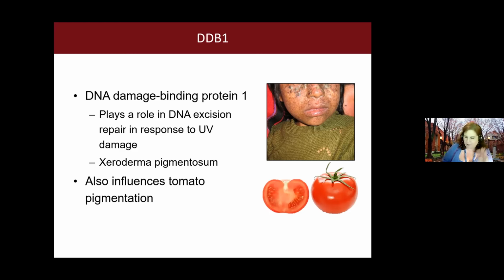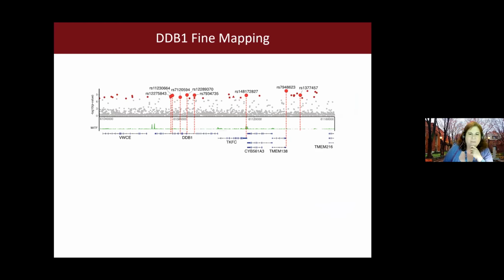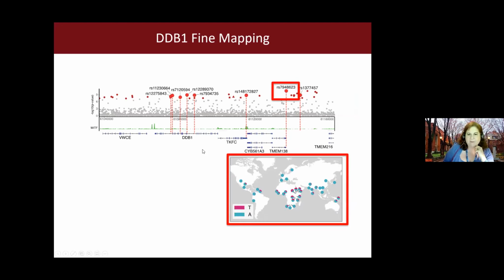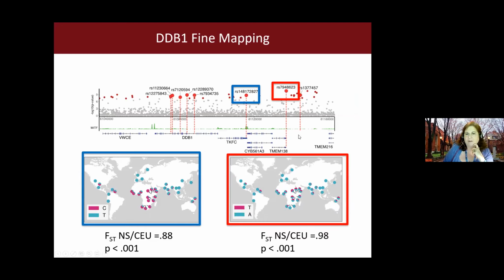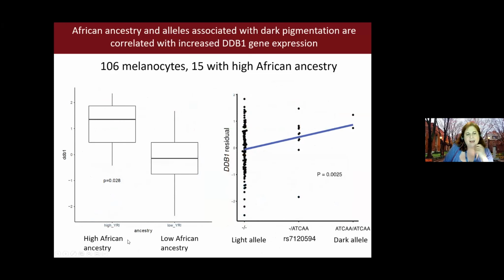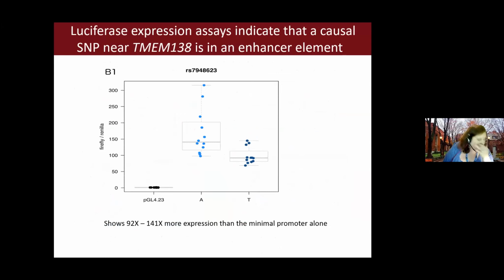Some of our recent work actually shows that there are other genes in this region that might be playing an important role. But basically we found, again, these 2 independent associations, but all of these are in predicted regulatory regions that are upstream of DDB1. And as I said, we're now doing some other work to look at other genes in the region that might be important. Now, in this case, high African ancestry is correlated with higher levels of DDB1 gene expression, and the dark associated allele is correlated with higher levels of gene expression. And again, we show that these are very strong enhancers.